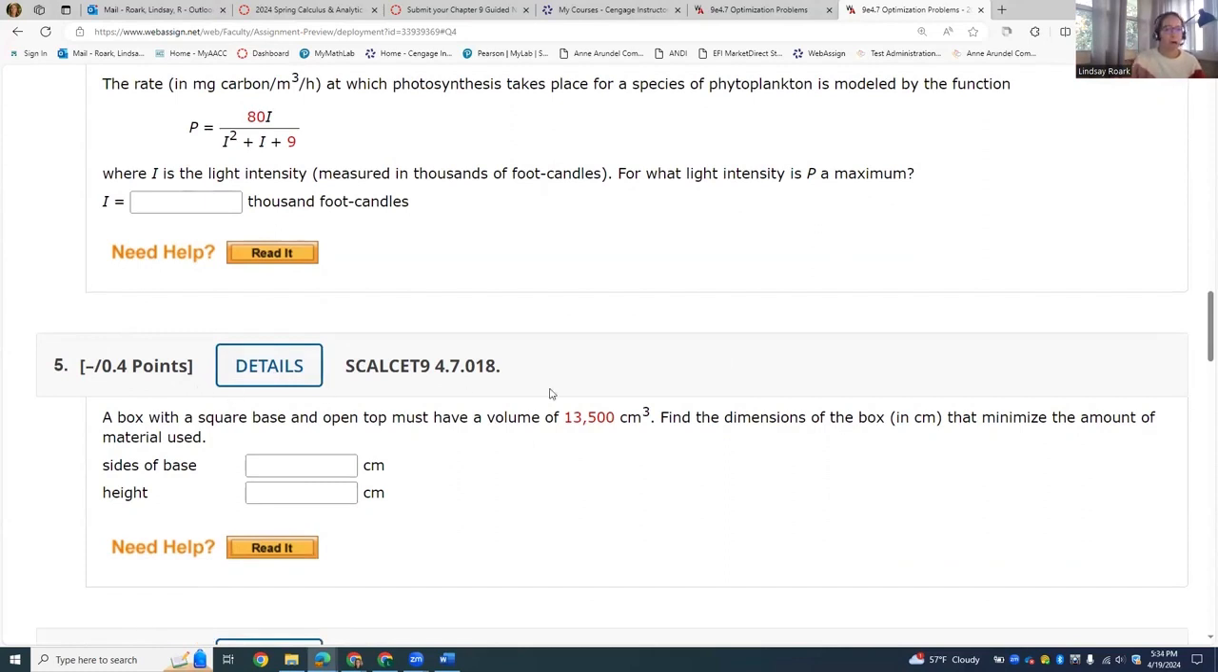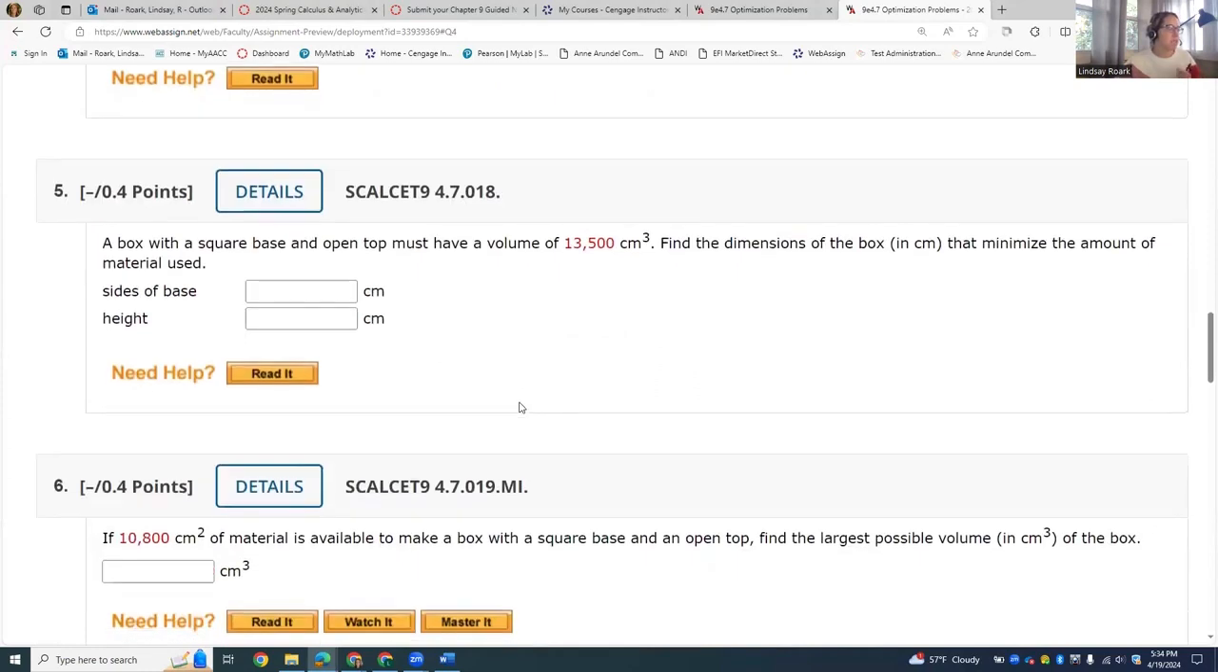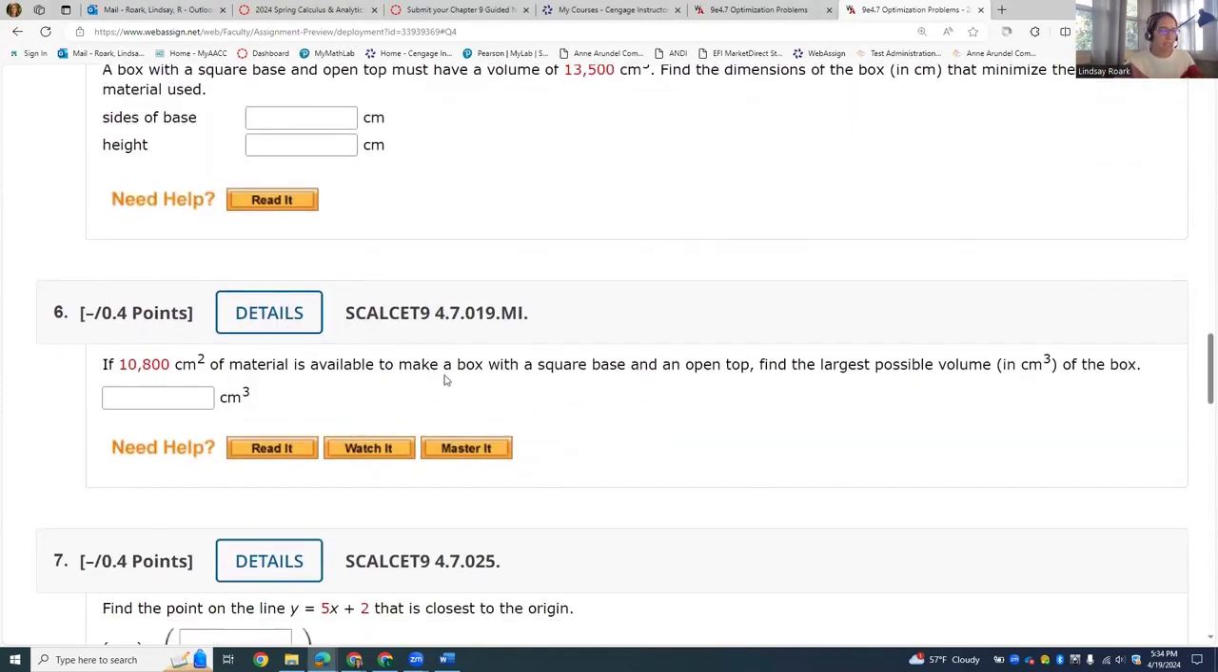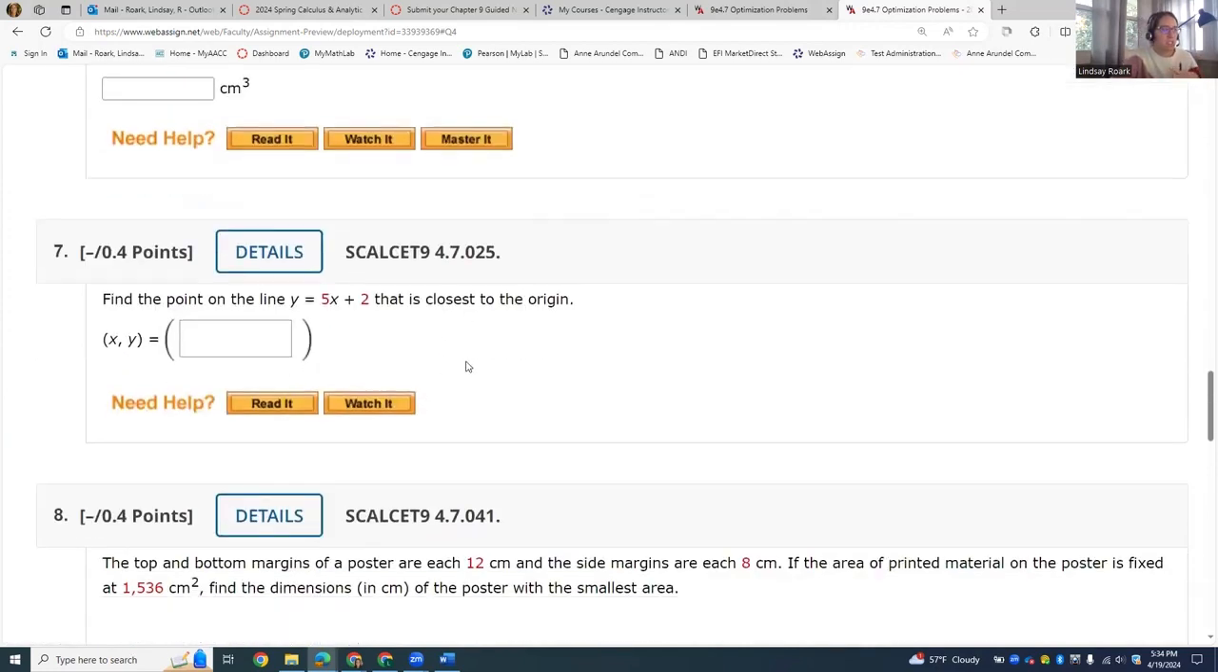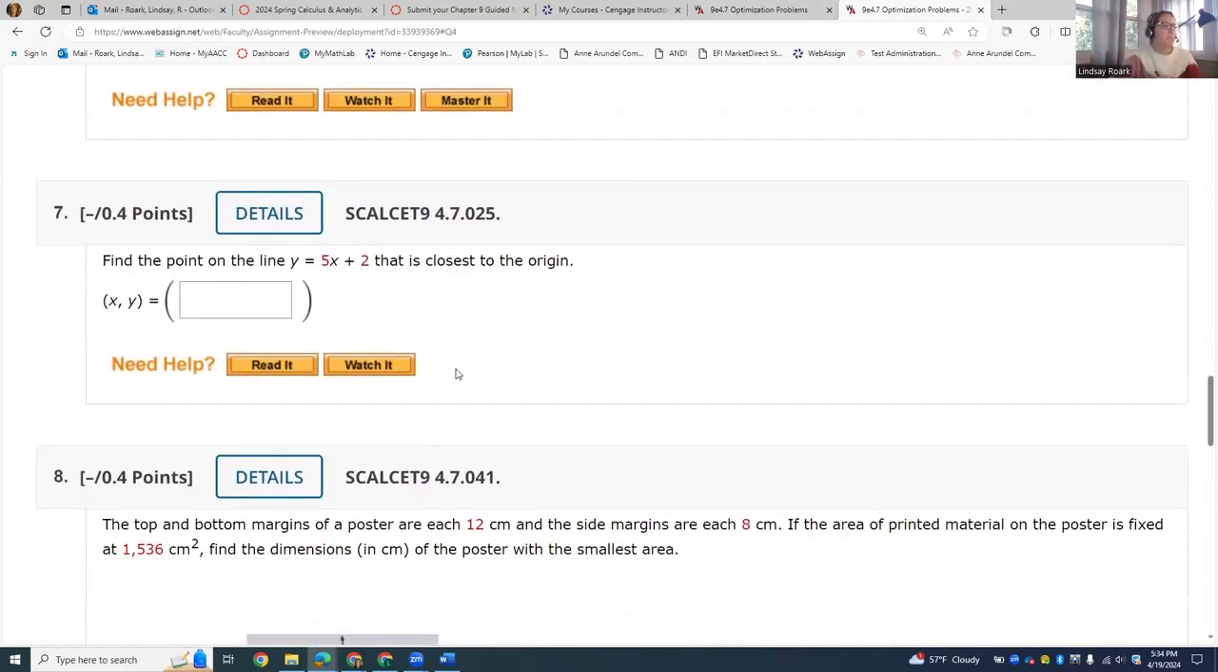Number 5 is a box, and that's a very common question where they either give you the surface area and tell you to maximize or minimize the volume, or in this case, it's the opposite. They give you the volume, and then they're asking you to minimize the amount of material. So that one's a good one. Same idea, another box. This time they give you the amount of material and you're asked to maximize the volume, right?